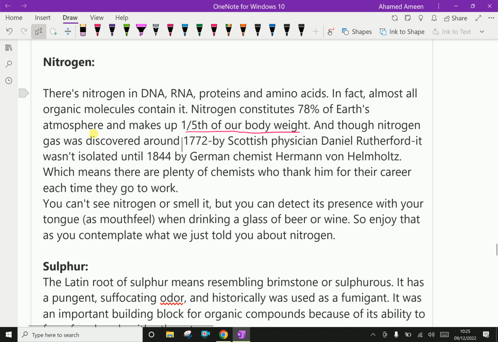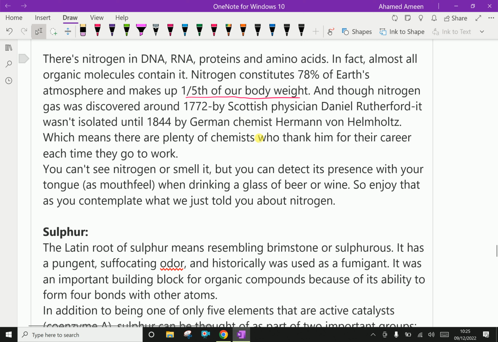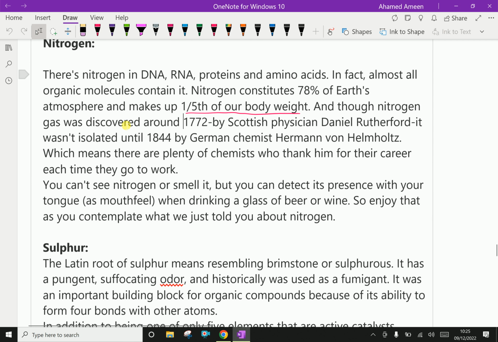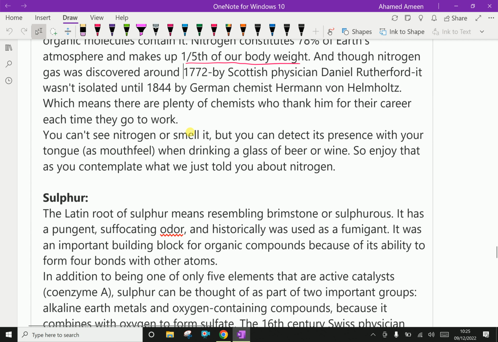Though nitrogen gas was discovered around 1772 by Scottish physician Daniel Rutherford, it was not isolated until 1844 by German chemist Hermann von Helmholtz, which means there are plenty of chemists who thank him for their career each time they go to work, because nitrogen is that important. It is that important in our body structure as well as in other things necessary.